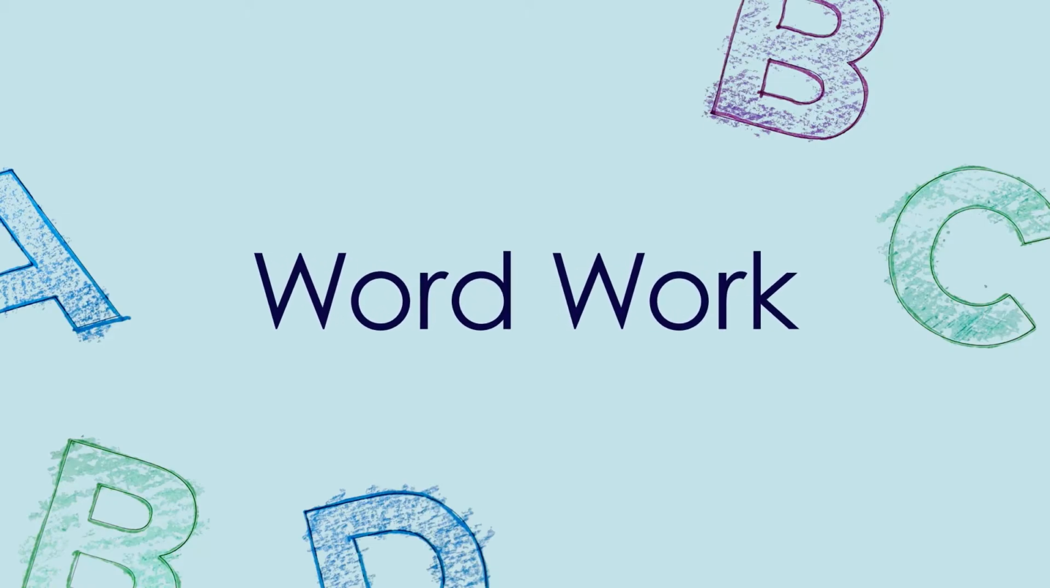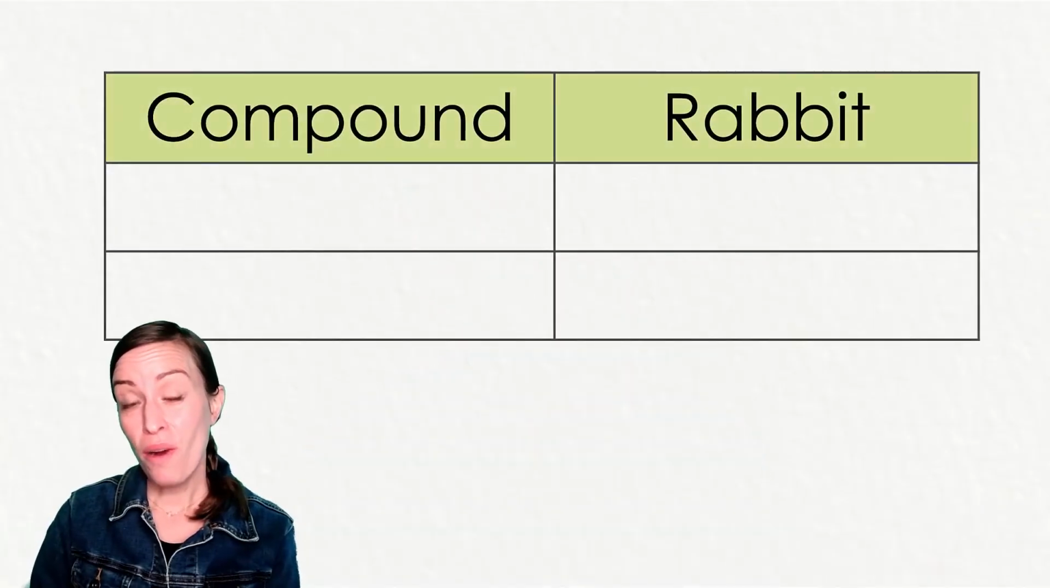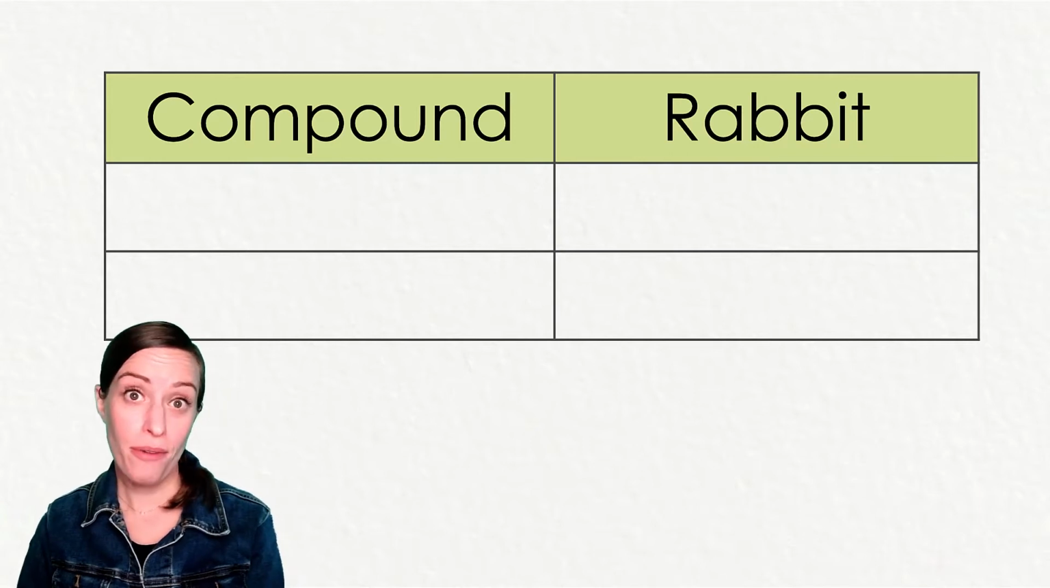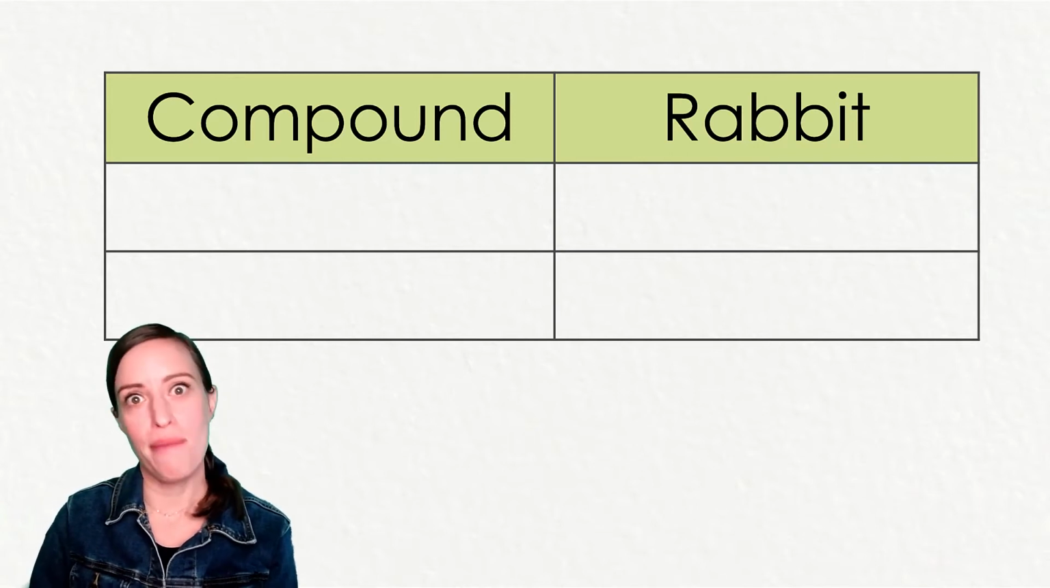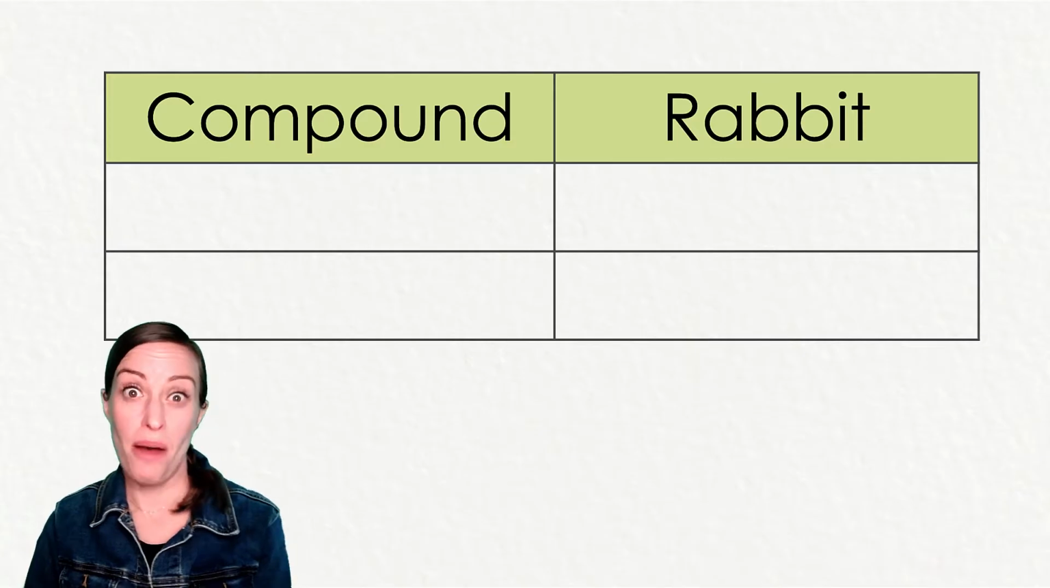Word work. Now, it's time to play another round of Sort It Out. Today's words are going to fall into one of two categories. The words will either be compound words or rabbit words. Let's talk about what this means.